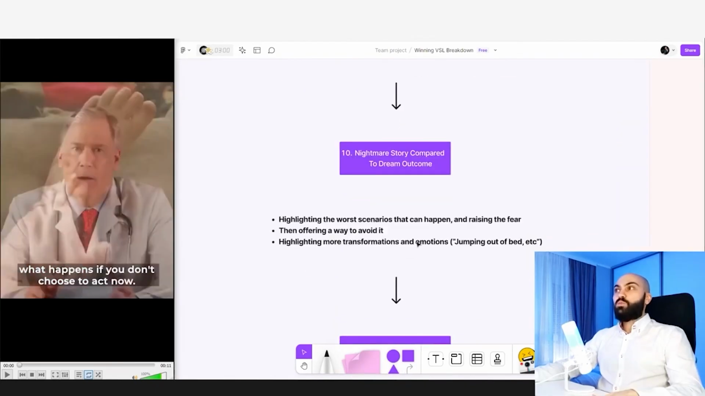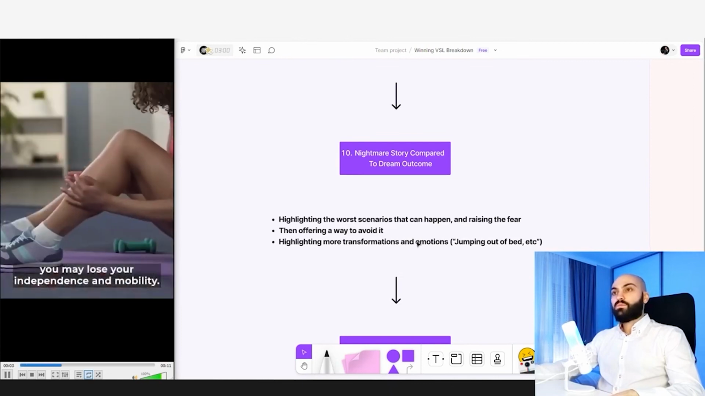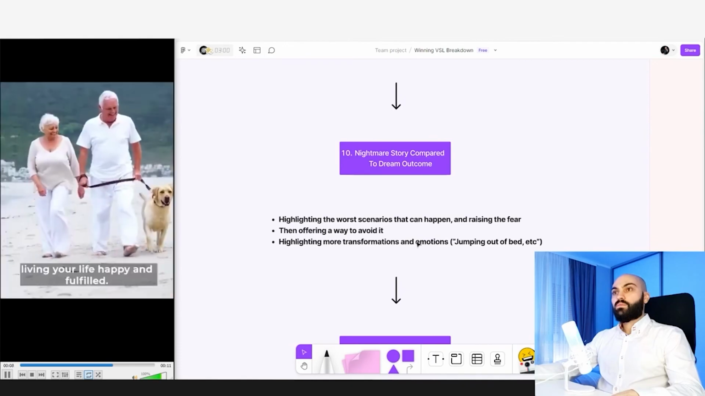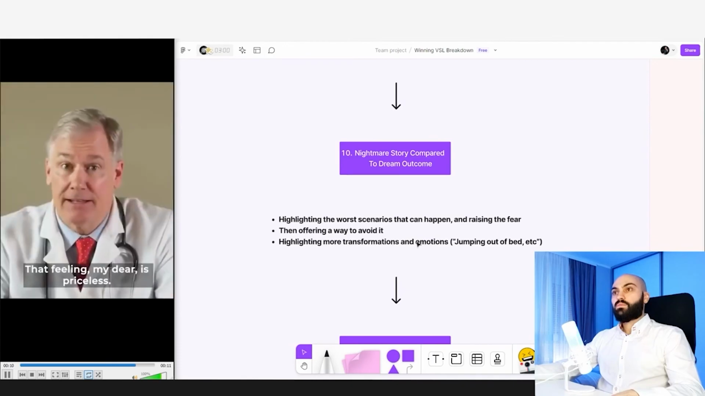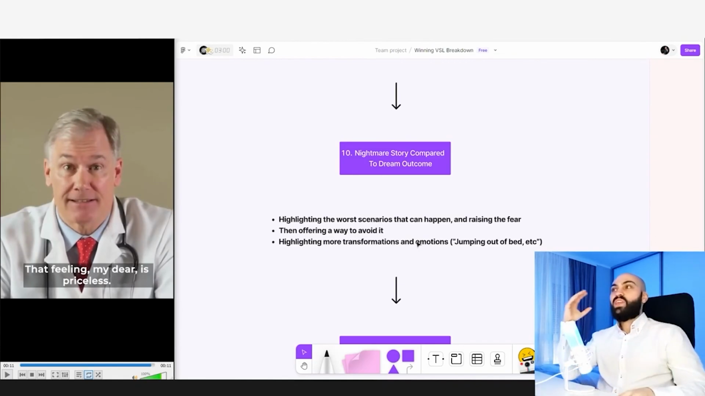Then we have the nightmare story compared to the dream outcome. What happens if you don't choose to act now? You may lose your independence and mobility. Imagine standing up straight and confident, living your life happy and fulfilled. That feeling is priceless. As you can see, we first highlighted the worst case scenarios and then we offered a way to avoid it. So then we highlighted more transformations and emotions. You can jump out of your bed, you can dance, you can walk your dog, et cetera.